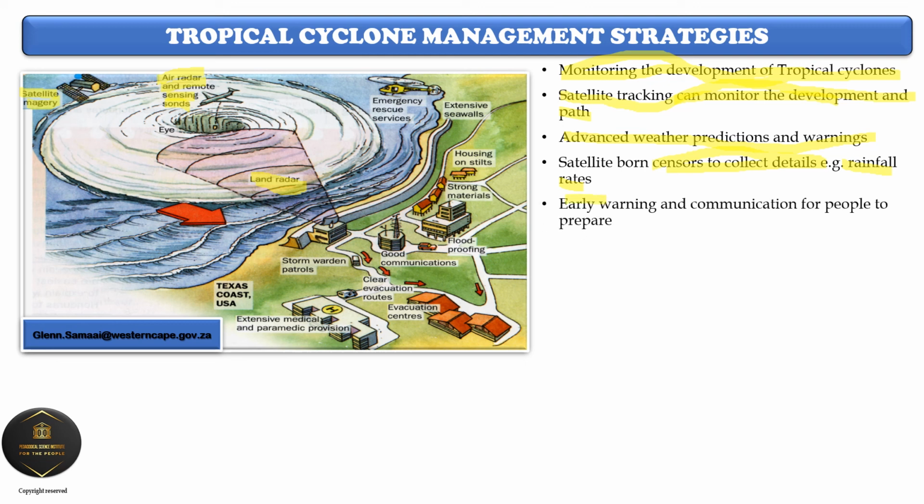Early warning and communication systems for people to prepare. After getting these systems in place, good communication is necessary to warn citizens. And again, it assists in initiating the evacuation process in lower lying routes, right? So for people to be safe when the storm comes.